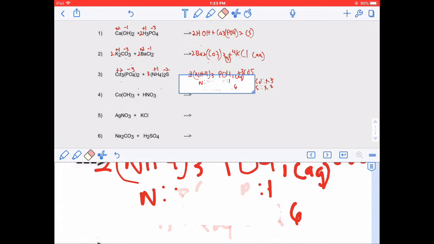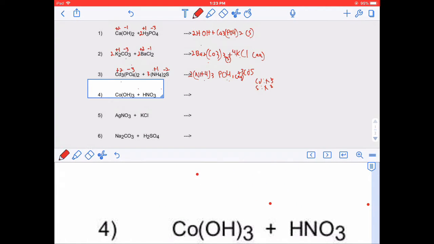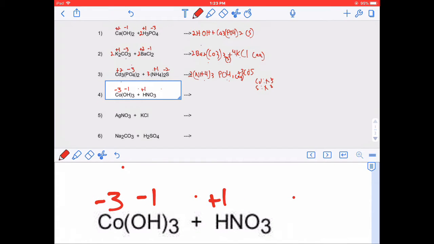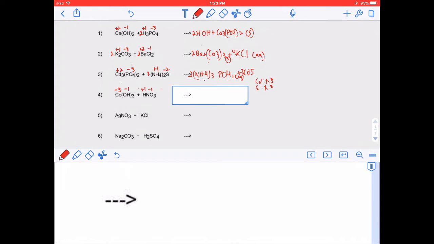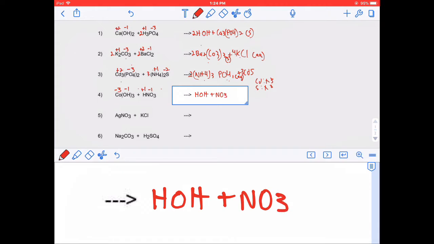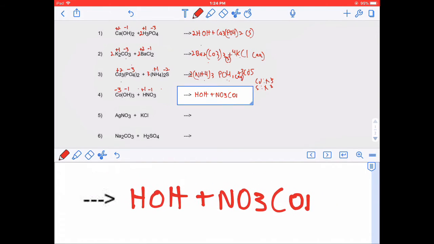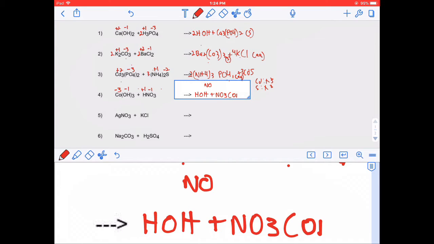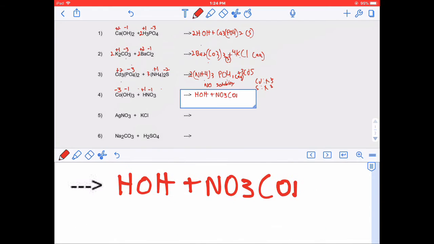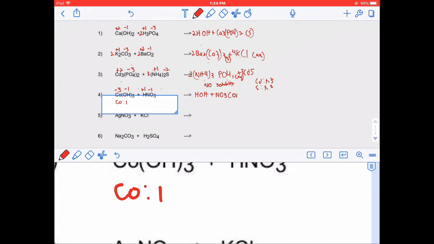Okay, so now for this next one, I'm also finding the charges again: -3, -1, +1, and -1. I just found the charges, now I combine them. The two middle ones cancel out, so I don't have to put anything special. The two outer ones don't, so they switch charges. There is no solubility here, because the chart doesn't say that any of them are soluble with each other.